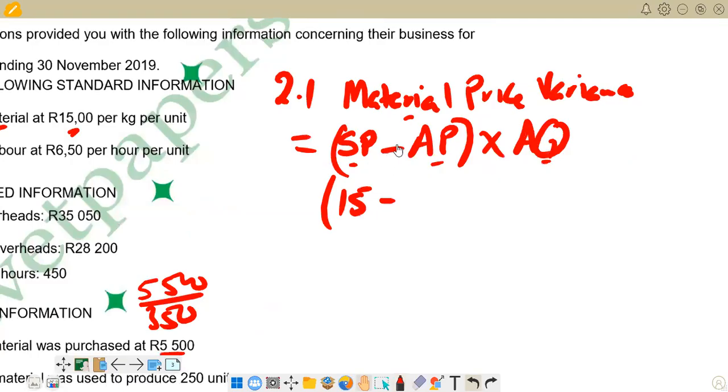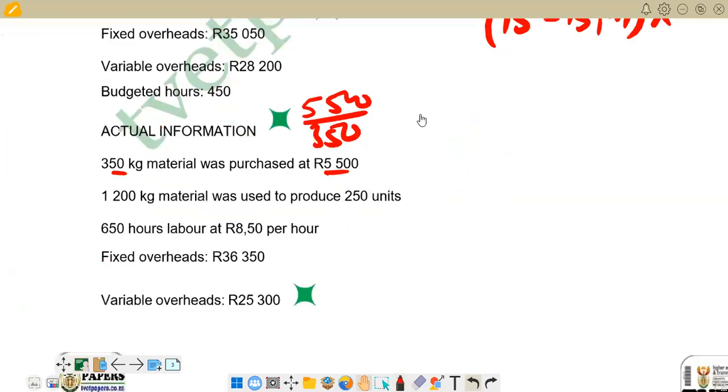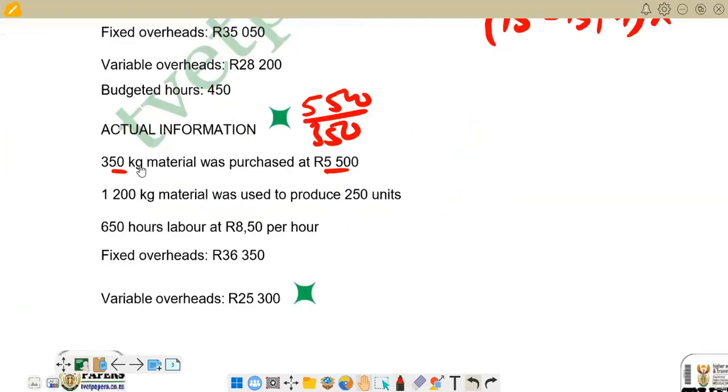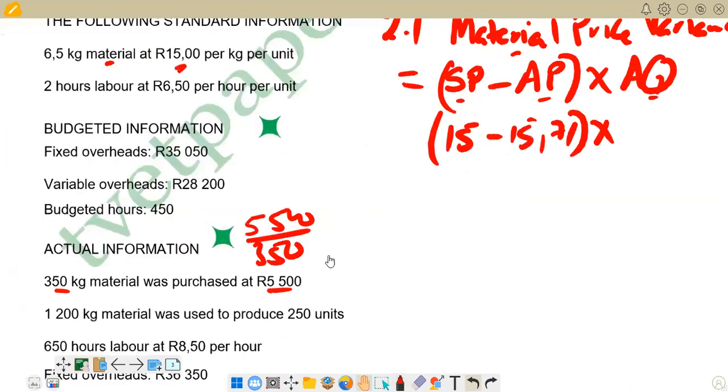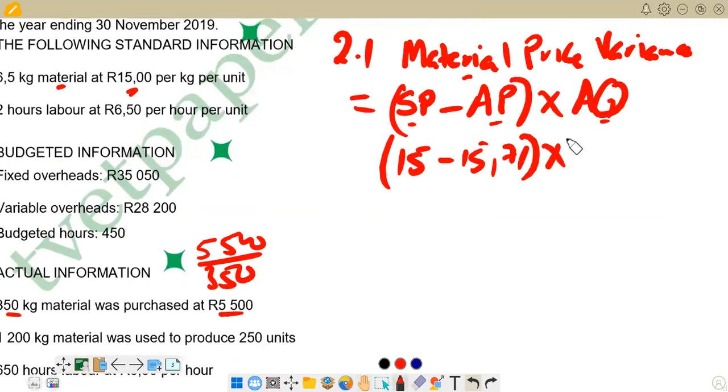So there we are saying 15 minus 15.71. And then we multiply by the actual quantity. So for the actual quantity, again, we go and check what we have in terms of actual quantity, but already we know that actual quantity is 350. 350 kg becomes our actual quantity. So we just put our 350 there.